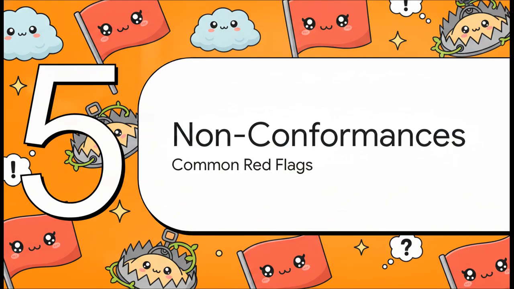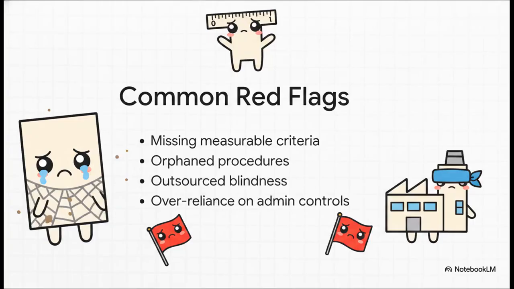And finally, Part 5, Common Operational Nonconformances. These are your major red flags. Lead auditors see the exact same failures time and time again. First up, missing measurable operating criteria. Basically, your limits are vague. Second, what we call orphan procedures.